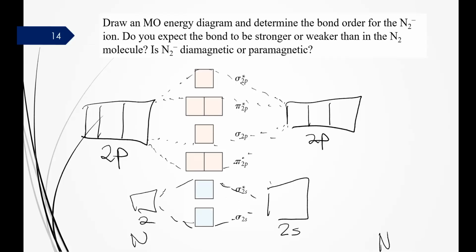Okay. So when you're first setting this up, the left-hand side is going to be one of your atoms. The right-hand side will be the other. And so we're just going to try to do this for N2 first, and then we'll look at N2 minus. So for N2, our nitrogen has how many valence electrons? Five. So we should have an orbital diagram that looks like this. And then for our other nitrogen, is it going to be the same or is it going to be different?